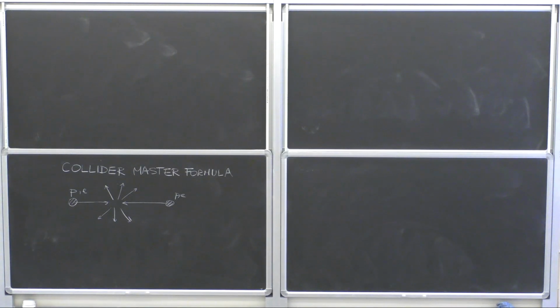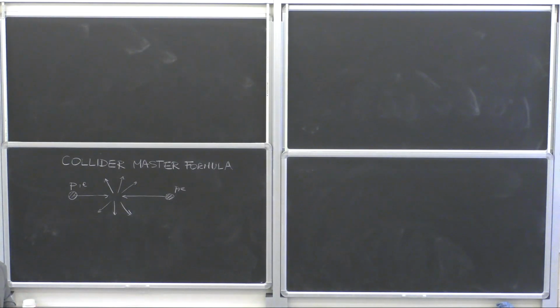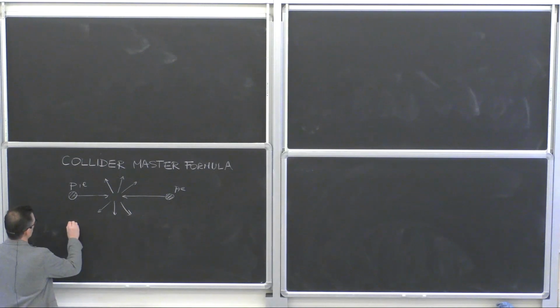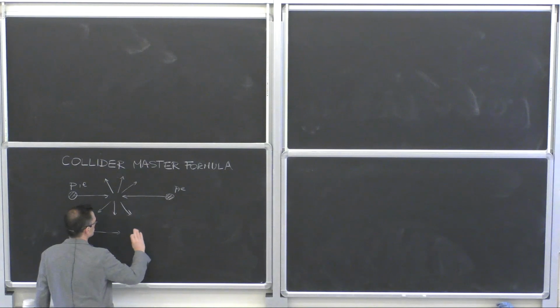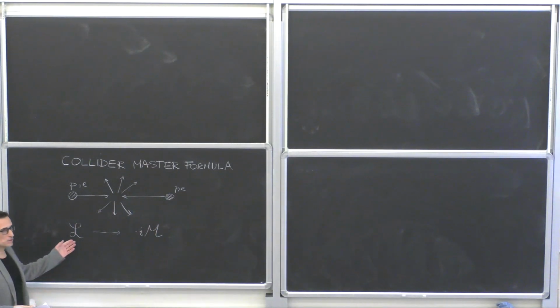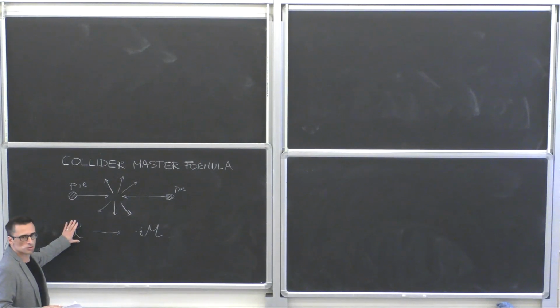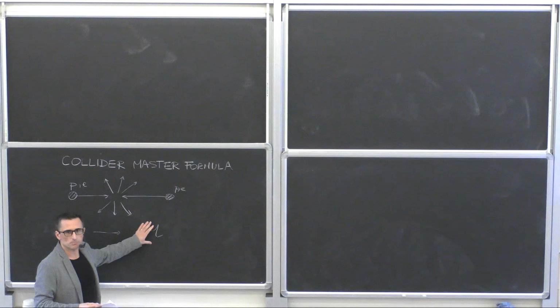As mentioned yesterday, all the tools that we developed during our courses at the master level were designed to go from a Lagrangian to a scattering amplitude, let me call it iM. I assume that you more or less know how this works, how we manage to go from a Lagrangian to a scattering amplitude.